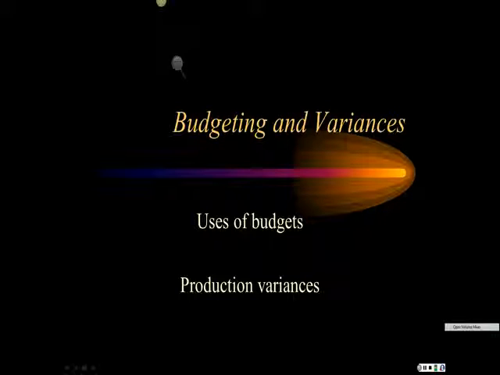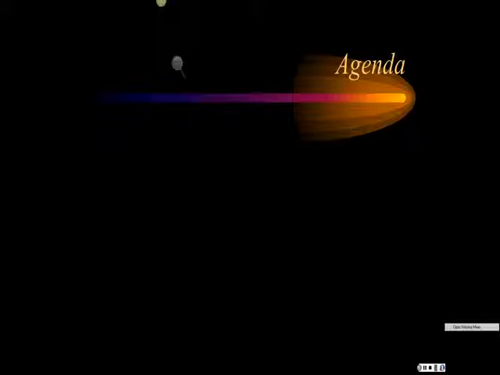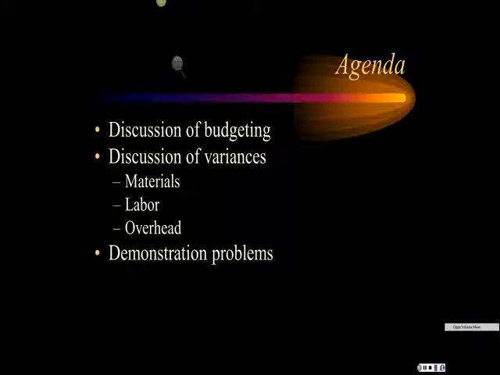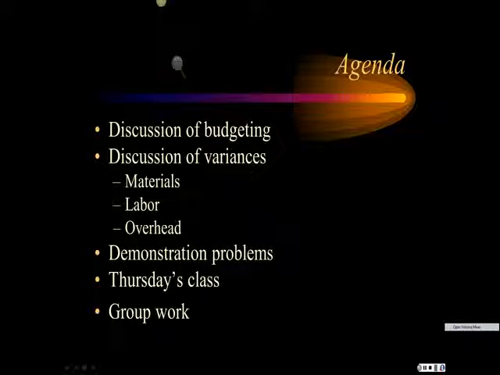So this happens to be about budgeting and variances, a very exciting subject, and we will explore the uses of budgets and production variances. We probably actually won't get to that, but anyway, let's just see what's happening today in our agenda. First, discussion of budgeting. Second, discussion of variances. In the discussion of variances, we'll talk about materials, labor, and overhead. Then we'll do some demonstration problems. And then we'll talk about Thursday's class. And then we'll do some group work.